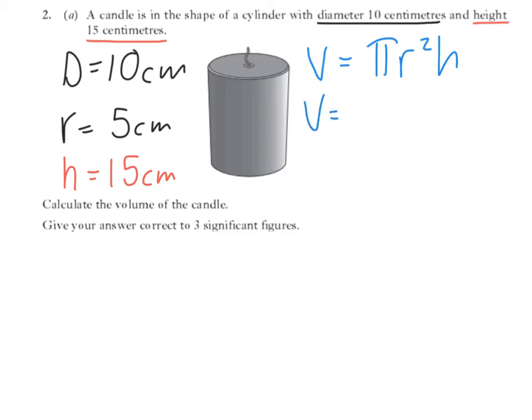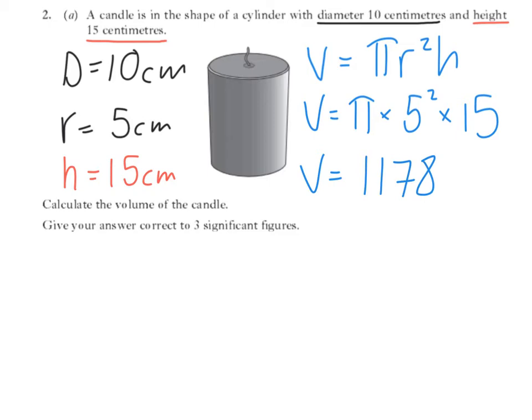We have V equals pi multiplied by the radius squared, which is 5 squared, multiplied by the height, which is 15. So if we use our calculator, we can work out the value of our volume, which is 1178.09 with several more decimal places.